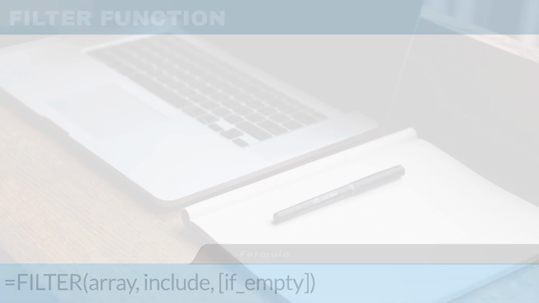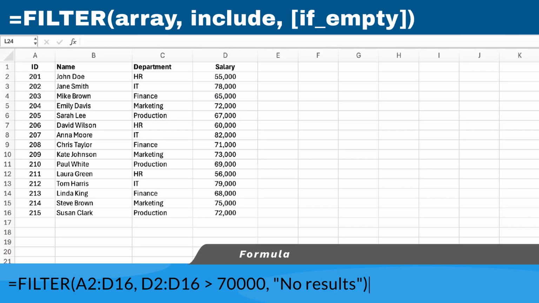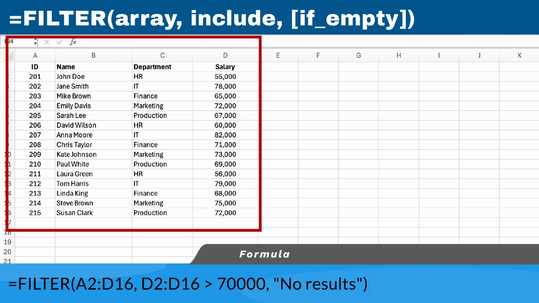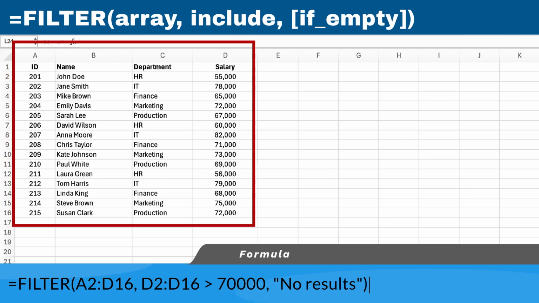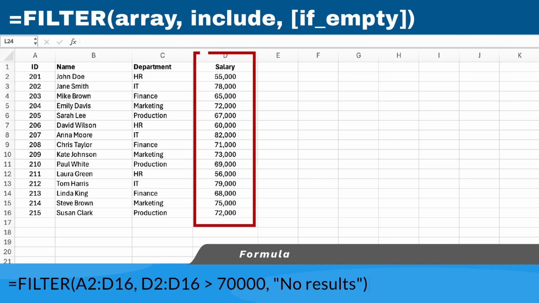Let's walk through an example. First, open your Excel workbook and locate the data you want to filter. Ensure your data is organized in a table or range, like the one provided. Let's start with a simple example. Suppose we want to filter the employees who have a salary above $70,000. Here's how you do it.